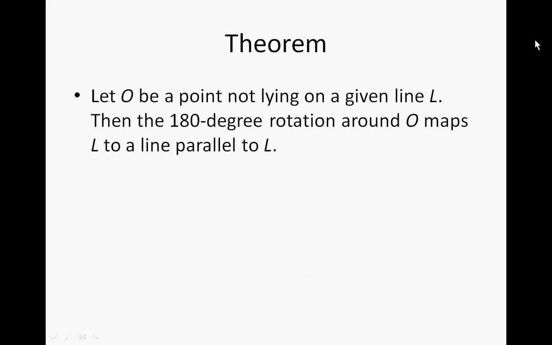All right, so in your math journal, let's talk about the theorem. Let O be a point, not line, on a given line, L. Then the 180 degree rotation around O maps L to a line parallel to L. So the key point here being that the point of rotation cannot be on the line.